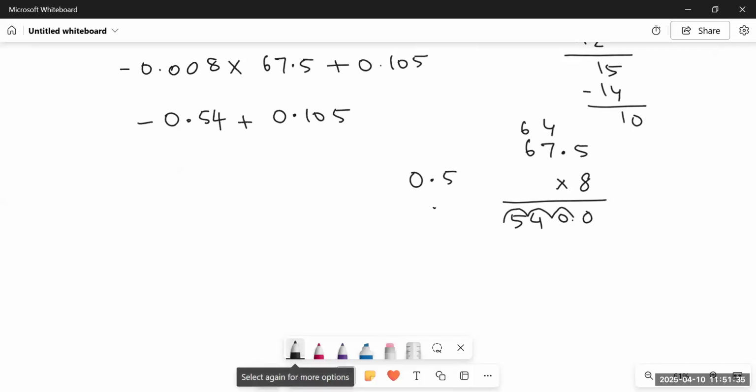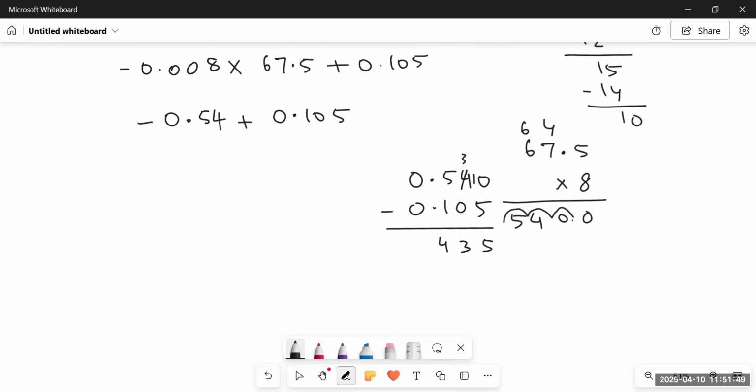So it will be 0.54 minus 105. We'll put a decimal over here, then take a carry. So the answer will be 0.435. And since 0.54 is greater and it's negative, the answer would be minus 0.435.